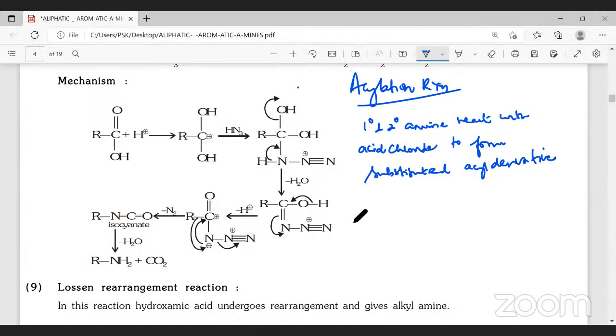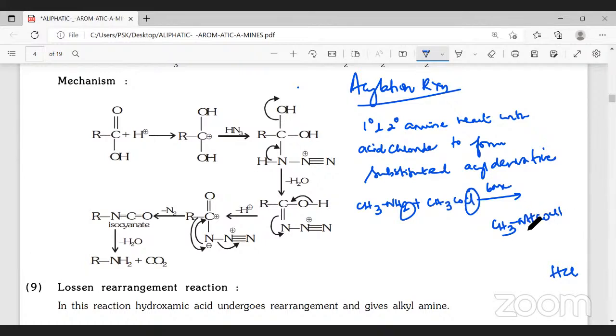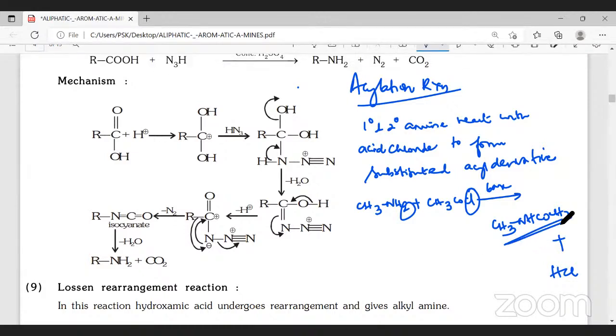Now, a simple example, methylamine, CH3NH2. This methylamine, when allowed to react with acetyl chloride, one of the hydrogens and the Cl get eliminated as HCl. So we have CH3, NH here, and you have COCH3. So this is called, you write the IUPAC name also, try to learn. Otherwise, I'll teach you tomorrow.